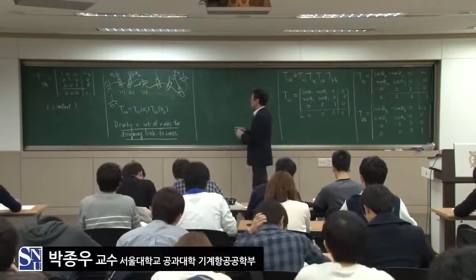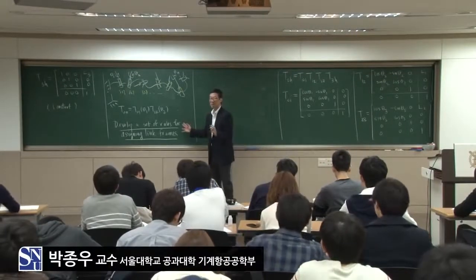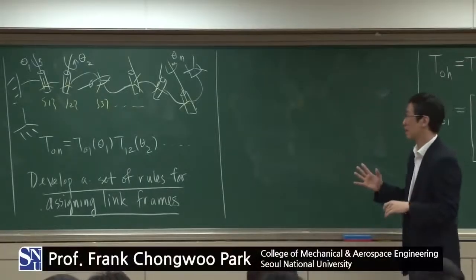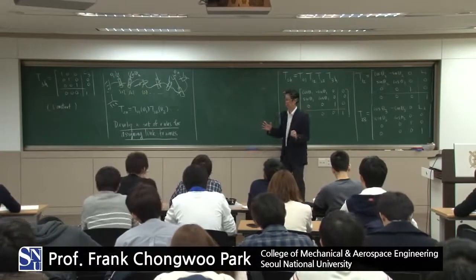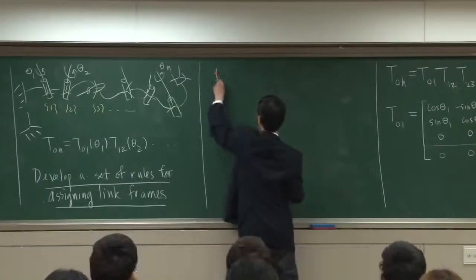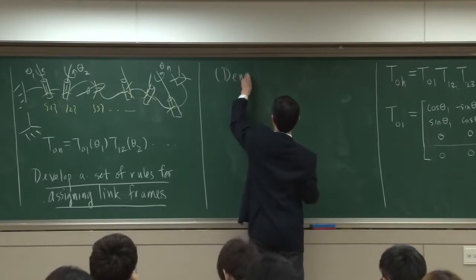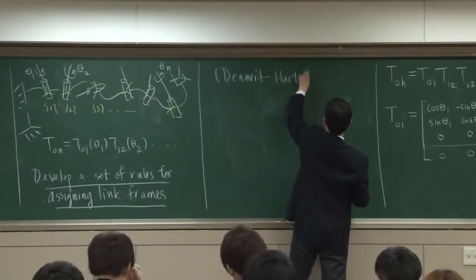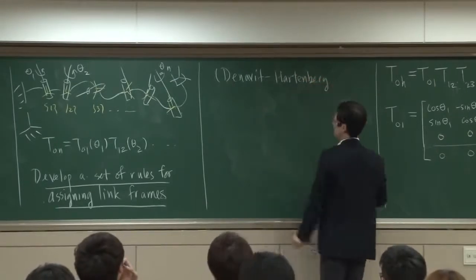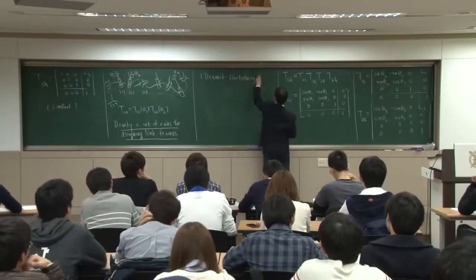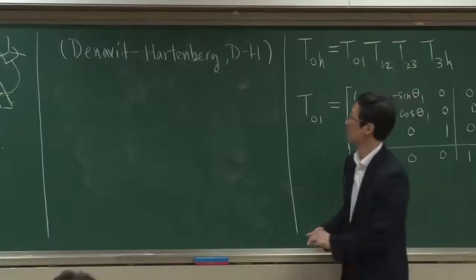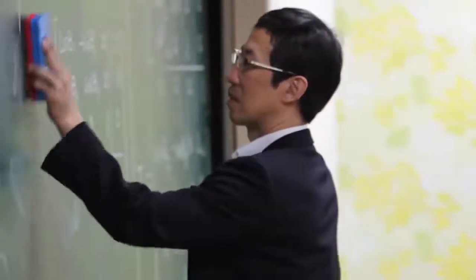All right, so the set of rules I'm going to show you today, I have a name. These rules were developed by two folks, Denavit and Hartenberg, and for that reason they're called the Denavit-Hartenberg parameters. That's a lot of writing, so from now on we're just going to call it DH. So let's get down to the rules.